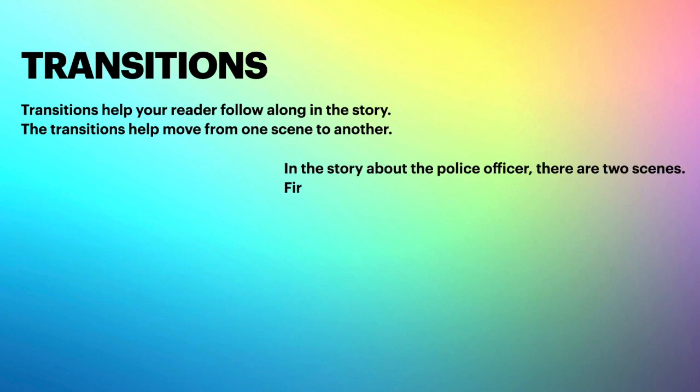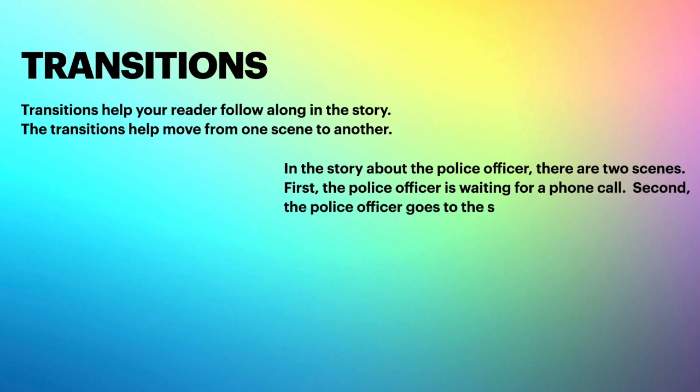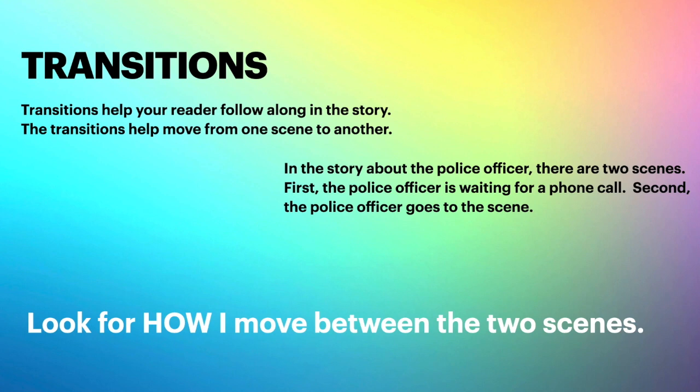In my story about the police officer, there's 2 scenes. First, the police officer is waiting for a phone call. Second, the police officer goes to the scene. And right now, I just had my thought. I had my story. I just wrote it down as fast as I could, got all my thoughts on paper. That's what a first draft is. I want you to look for how I moved between the 2 scenes in my first draft. Go ahead and read my first draft silently to yourself.